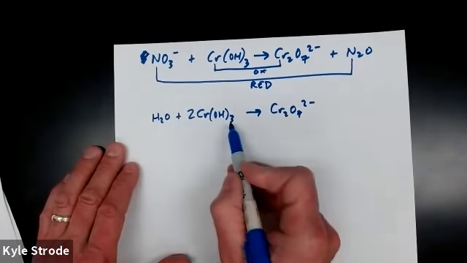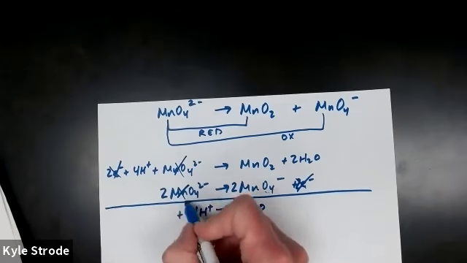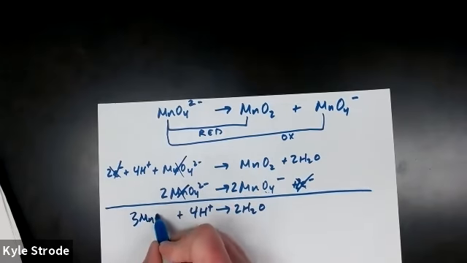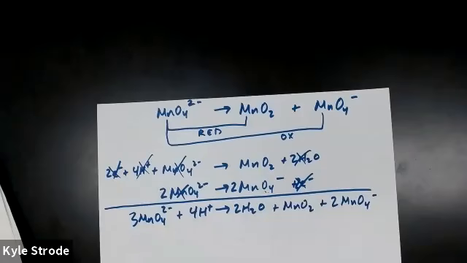All right, we end up with 1 manganate plus 2 more manganates, so that makes 3. Okay, and so we bring down the stuff on the right, and we end up with MnO2 and 2MnO4 minus. And so now we should have a balanced reaction in acidic solution.